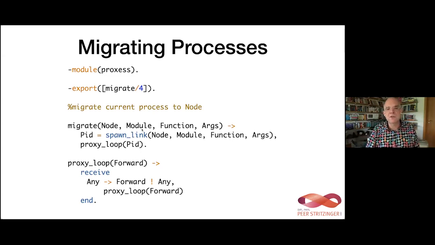So what we can do is just use spawn link on the node and call this function. So we make a new process calling this function, which is passed on by our old process, telling it how to continue on the other node. We get a PID, and then we pass this PID into this proxy loop, and our current process gets made into this proxy loop. So it's gone, but it's in a proxy loop now. This is a very simplistic proxy loop, and that's where we need more complicated things, of course. When it receives any message, it forwards it to the PID of the new process, and then it loops. So it takes the place of the old process and sends all the messages to the new process.